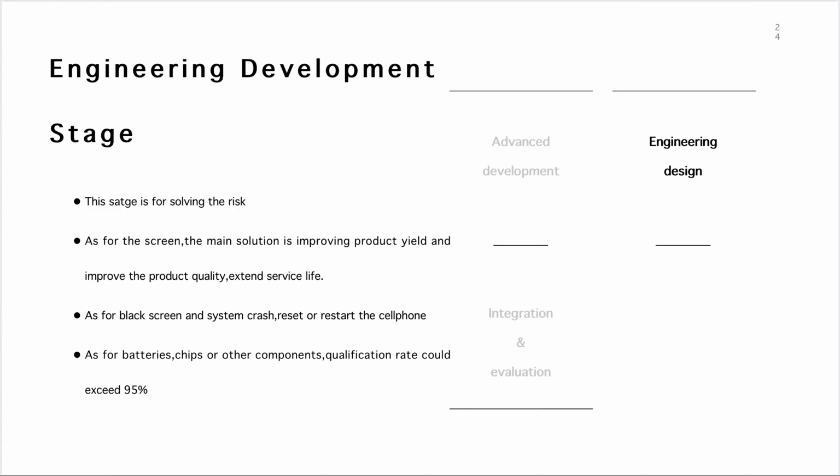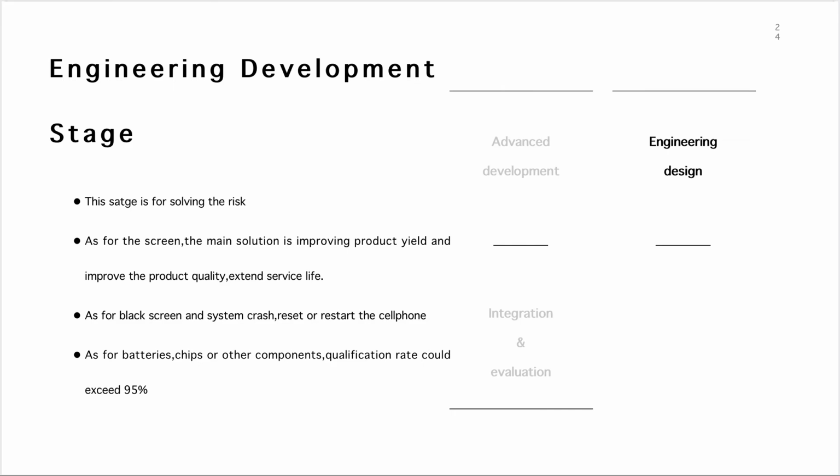At present, since the folding screen cannot be mass produced, the problem is damage caused by repeated folding, and the brands of the folding screen need to improve their technology. And as for the black screen and system crash, we always reset or restart the phone, since this situation is mostly due to edge cases and duplex processes.